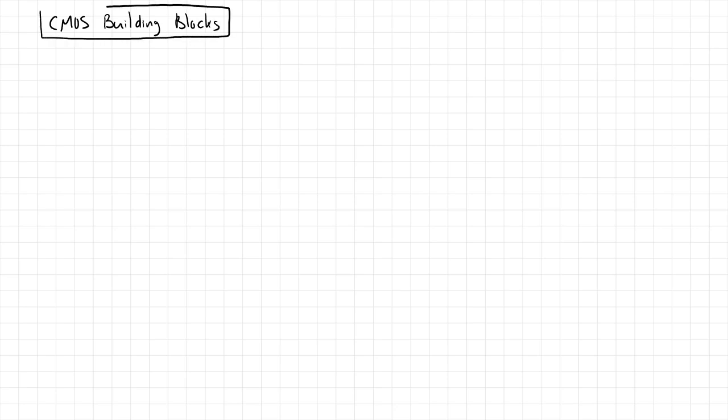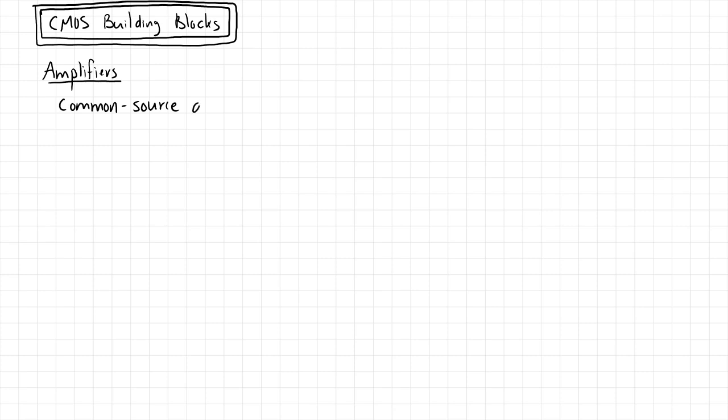So now that we have better familiarity with the subthreshold formula, we want to go ahead and analyze and investigate some of these basic building blocks that we might want to use as part of our basic analog design library of devices. So the most basic building blocks that we will discuss will be amplifiers. And specifically, we're going to start with the common source amplifier.